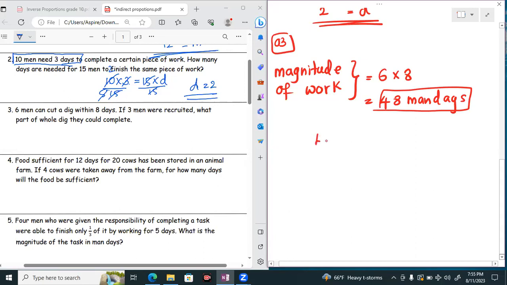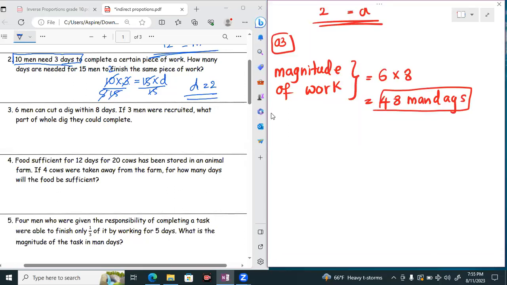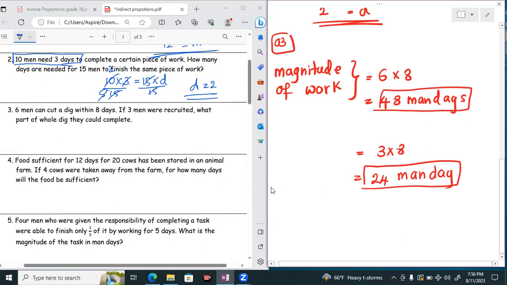So if there are only 3 men, how do we calculate? How much work do they do in 3 days? 6 men can cut a dig within 8 days. Then if 3 men were recruited, okay, then 3 men work 8 days. 3 times 8, it is 24. Then 3 men can complete only 24 man days. That means what part of the dig could they complete? Can you tell me?